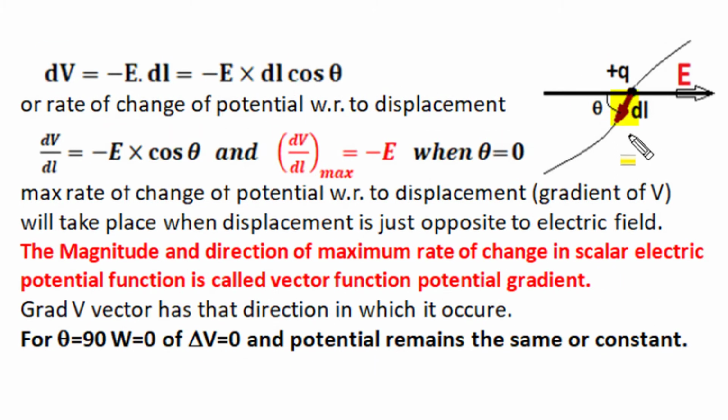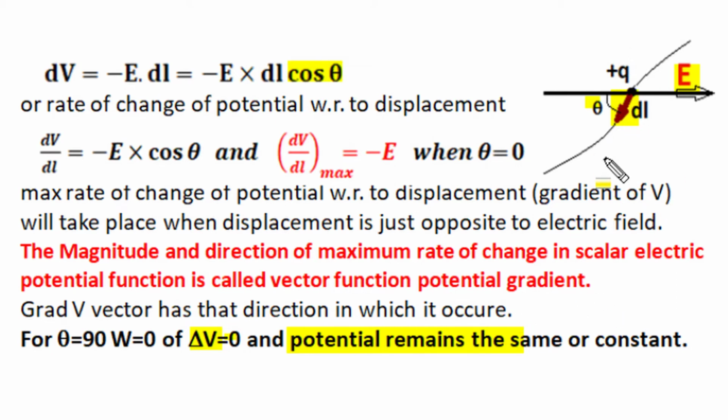If this displacement is made in a direction making an angle theta equal to 90 degrees from the opposite direction of the electric field, or with the direction of the electric field, then in that case cos 90 becomes 0 and the amount of work done in moving the charge in this electric field will be 0. So when there is no work done, there won't be any potential difference, and when the change in potential is 0, the potential everywhere remains the same or constant. Now such positions where potential is the same are called an equipotential surface.